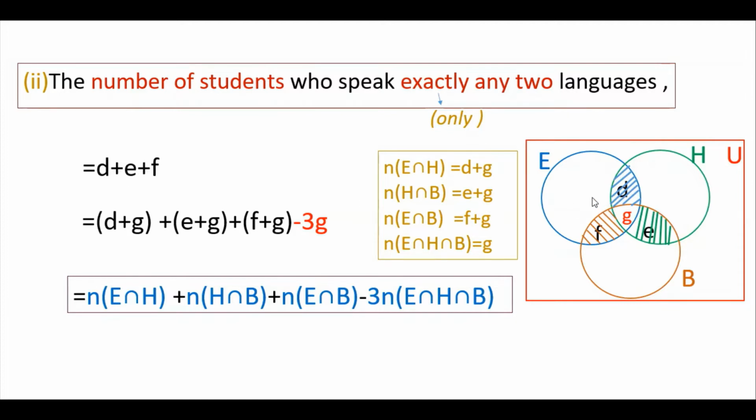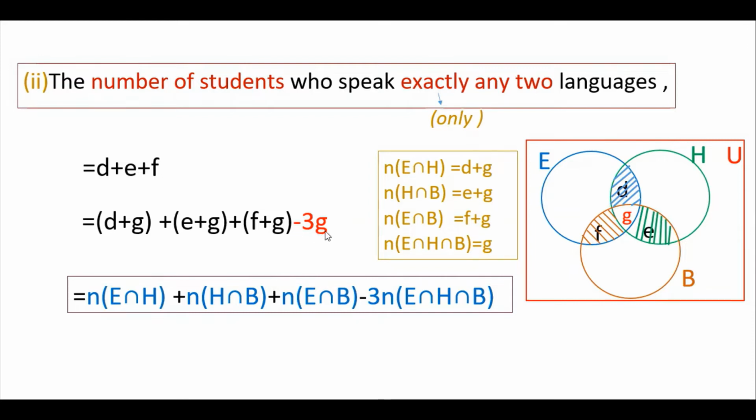But here we know that n of E intersection H is D plus G, and n of H intersection B is E plus G. Already I told this. So these are the values here. And here only you have to find D plus E plus F. So you have to add G here. So here D plus G and E plus G and F plus G. So you are adding here 3 G's. So you have to subtract 3 G's.